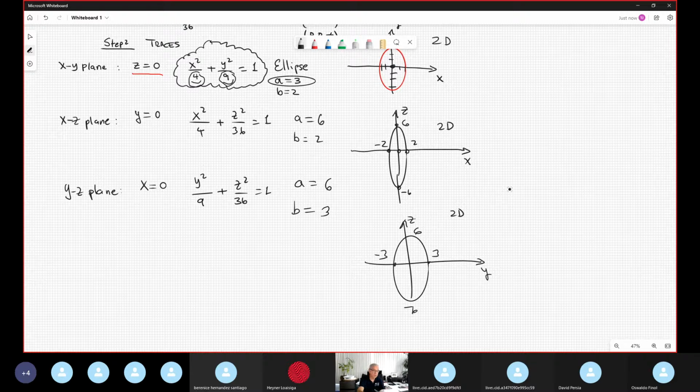Okay, why is B 3? Because this is A squared and this is B squared. That's my answer. Do you understand? This is 9. See, B squared is 9. Oh, I see. Okay.